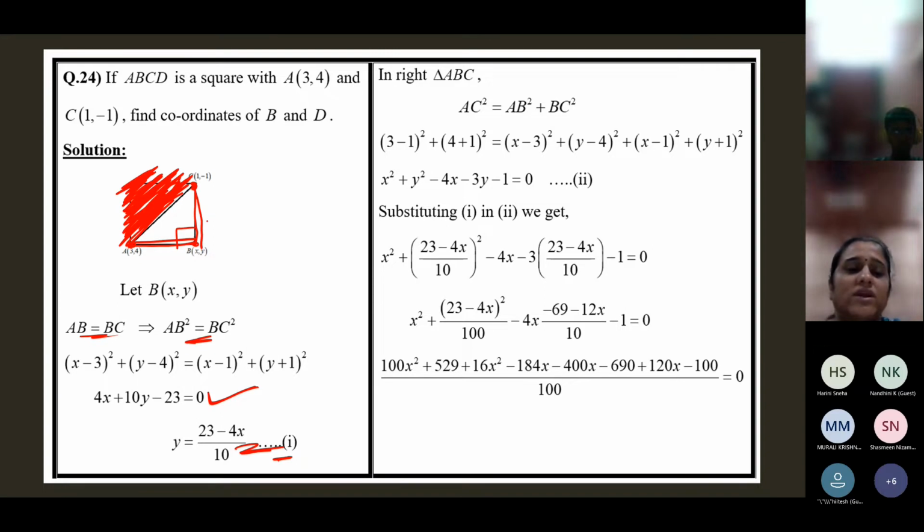So the other condition you can write is Pythagoras theorem. AC square is equal to AB square plus BC square. That's the other thing you can write about this picture. All right, so this is another condition.